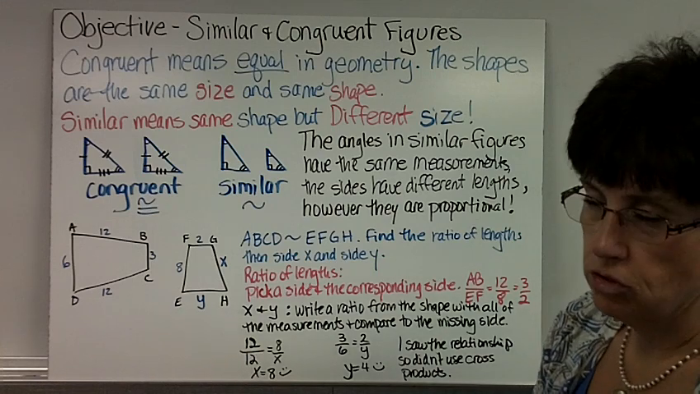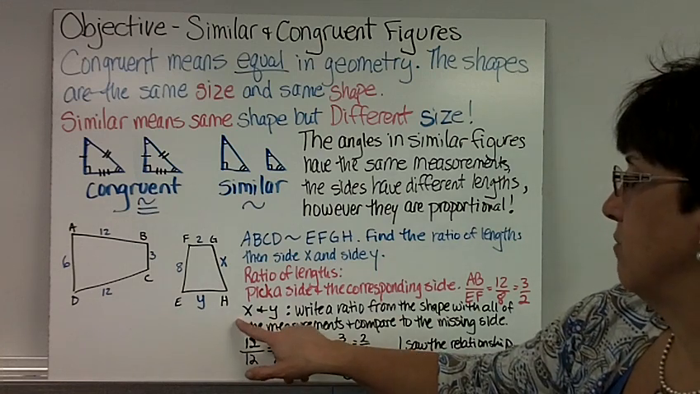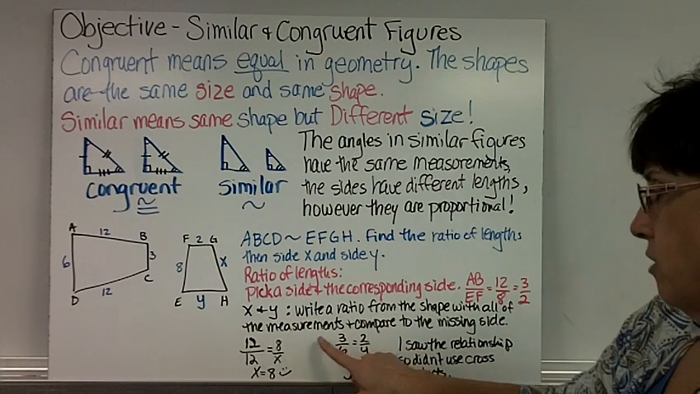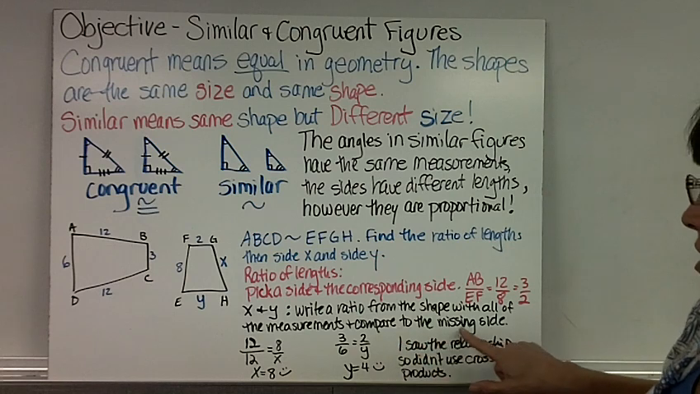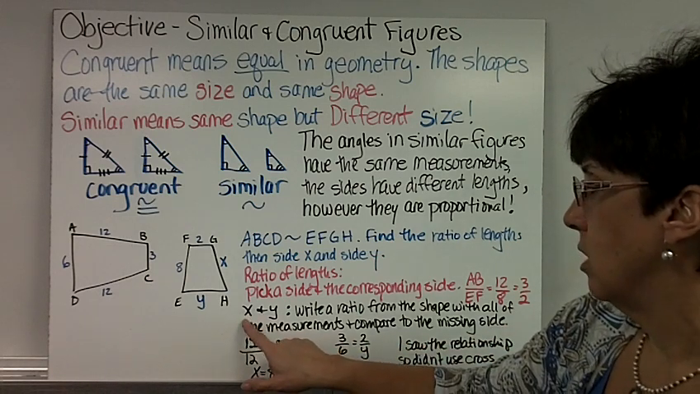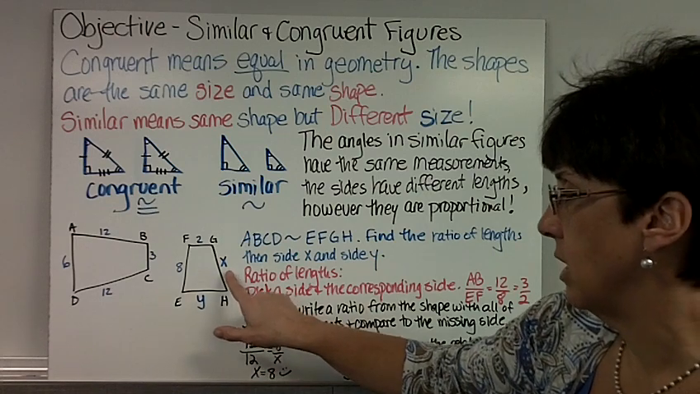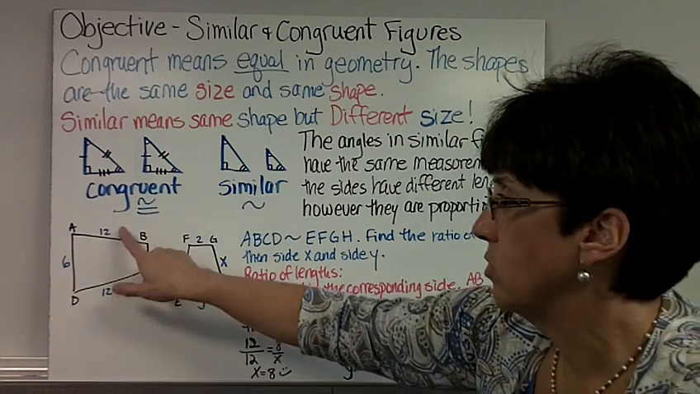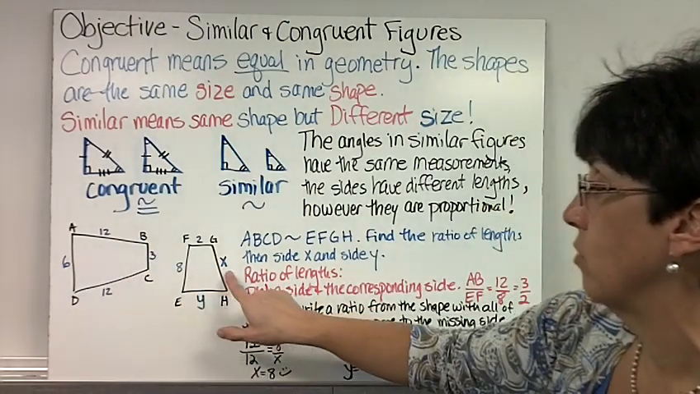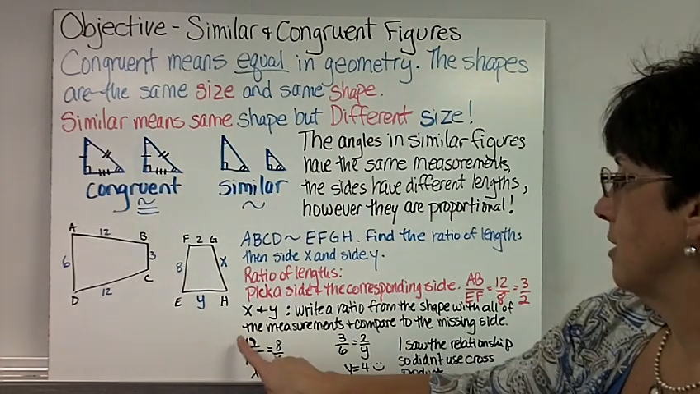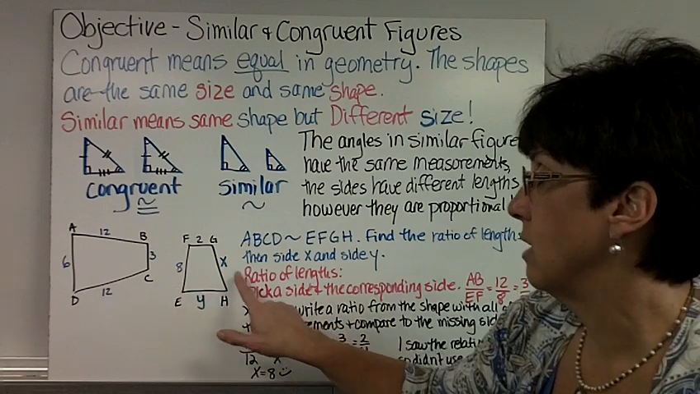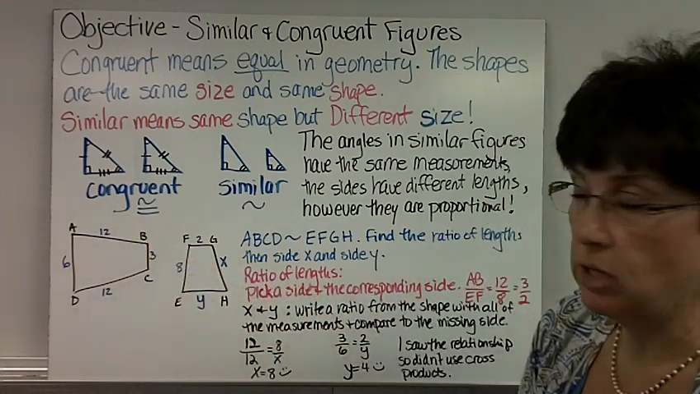That's just part of your homework, so I showed you how to do that. All right, now we need to find sides X and Y. So you write a ratio from the shape with all of the measurements and compare it to the missing side. So for X, here's X. Okay, so X is across from 8. 12 is across from 12. So I'm just going to pick these two. I'm going to say 12 over 12 equals 8 over X. I know you know what the answer is. So what is X? 8, because these two side measurements are the same. You could actually just tell that by looking.